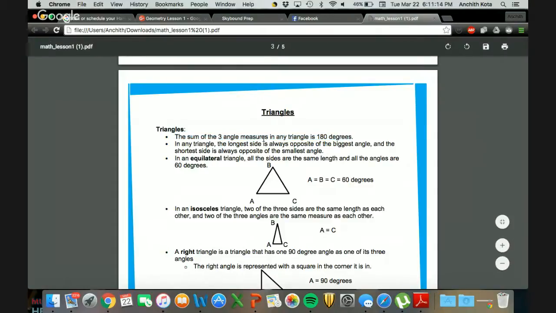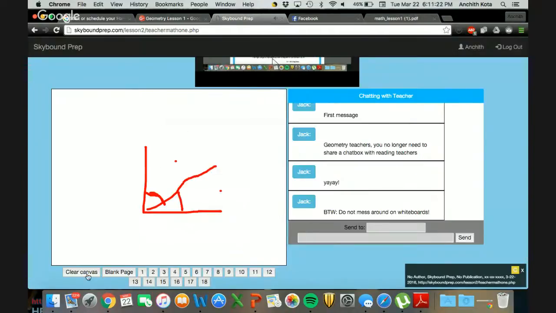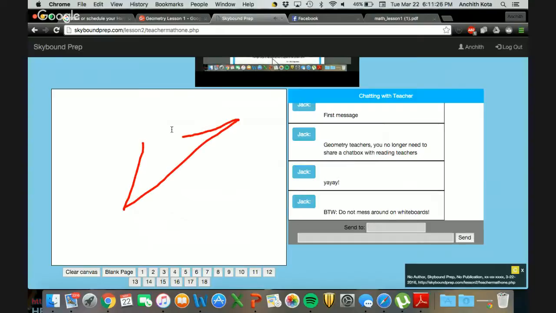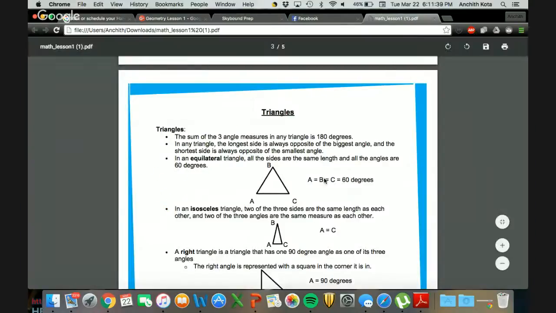In any triangle, the longest side is always opposite of the biggest angle, and the shortest side is always opposite of the smallest angle. So it's pretty self-explanatory. If I had a triangle that's sort of like that, this side is really short because this is the smallest angle. But then if you look here, this side right here is the longest side because it has the largest angle. Even when you draw these out, it's pretty easy to tell.